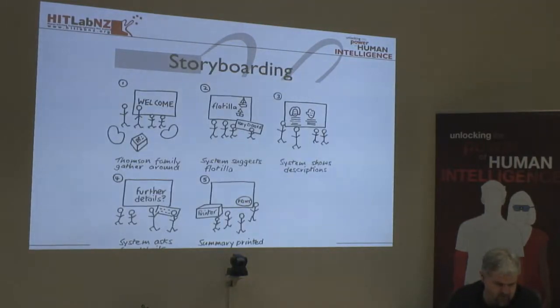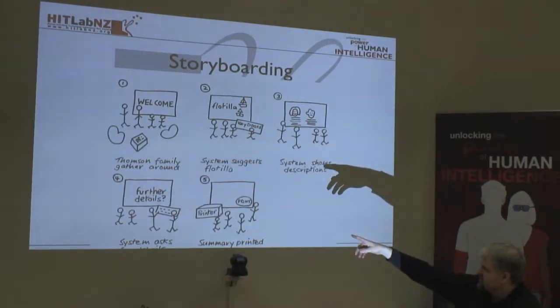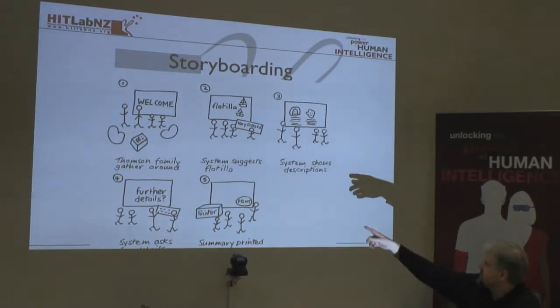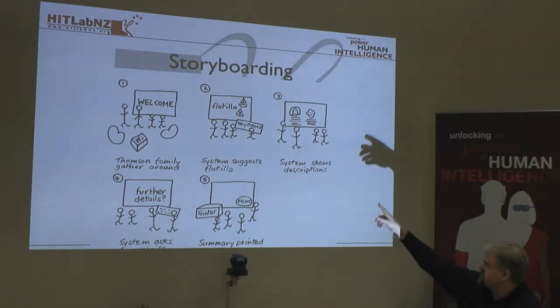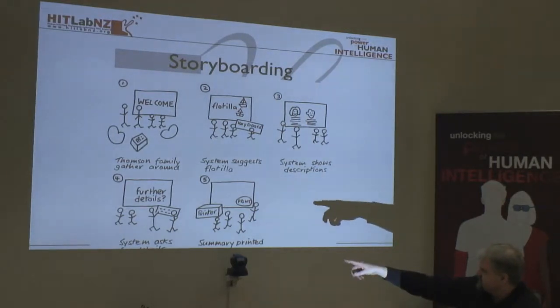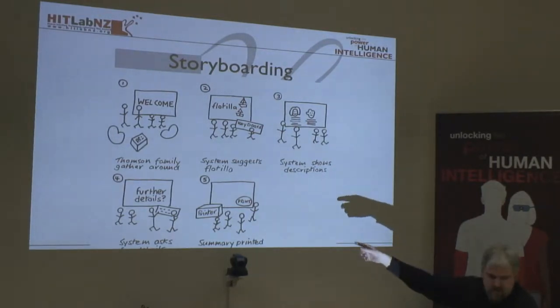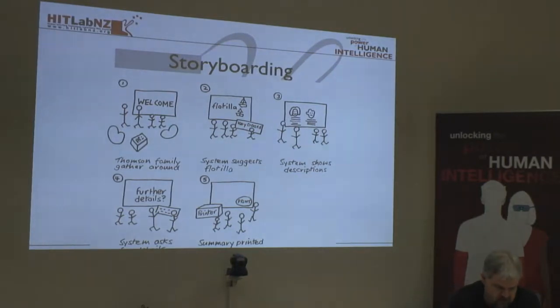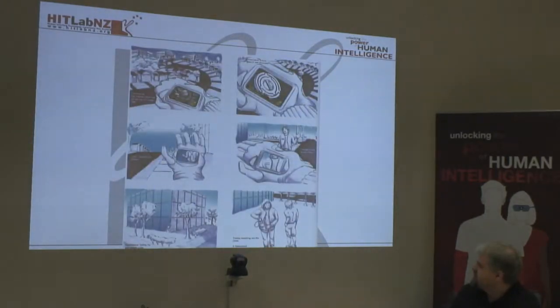People also use storyboarding. In this case, you see a little storyboard that relates to interactive TV. You can see it tells a little story about how the family gathers around the TV. They use a keyboard to suggest some word, and then the system shows some descriptions, they ask for further details, and they can print out something they generated there as well. So it tells a little story. Well, here's another storyboard around some sort of wrist-worn navigation aid.